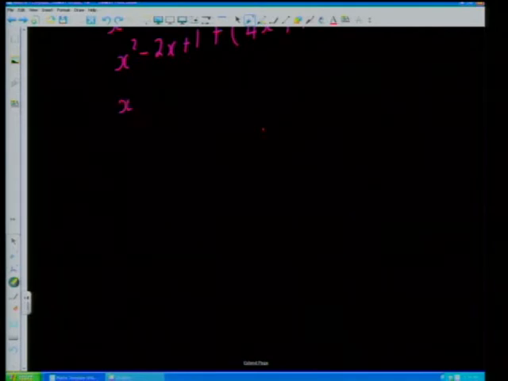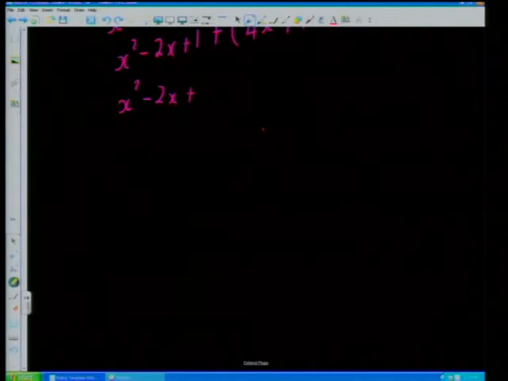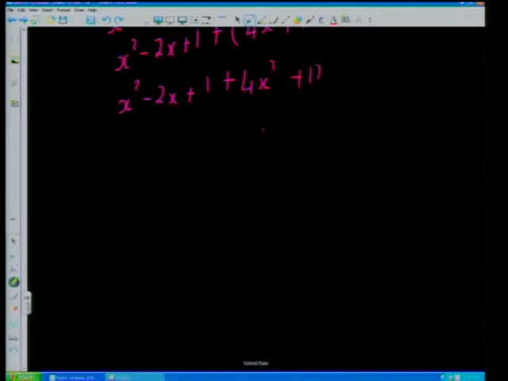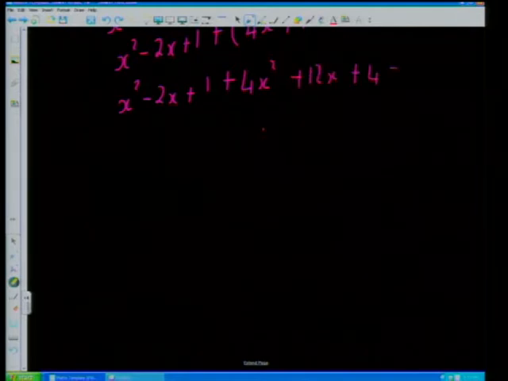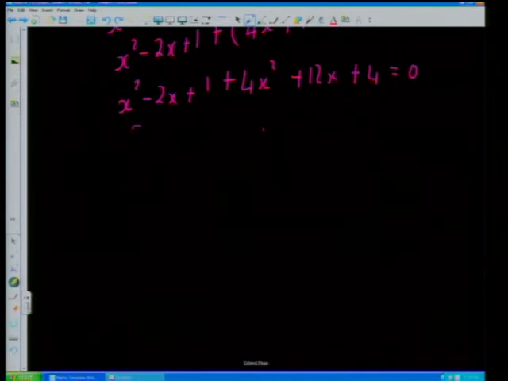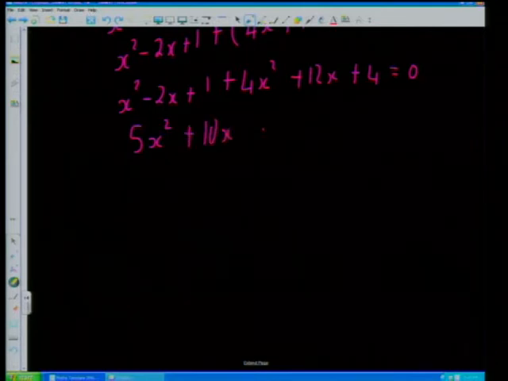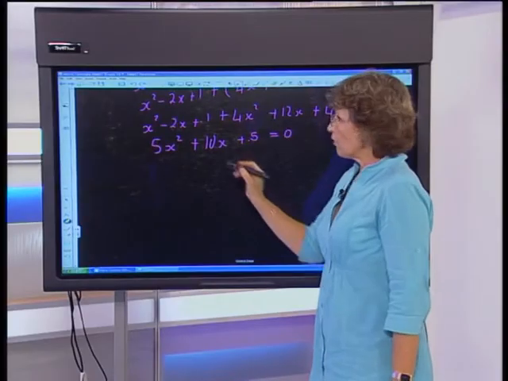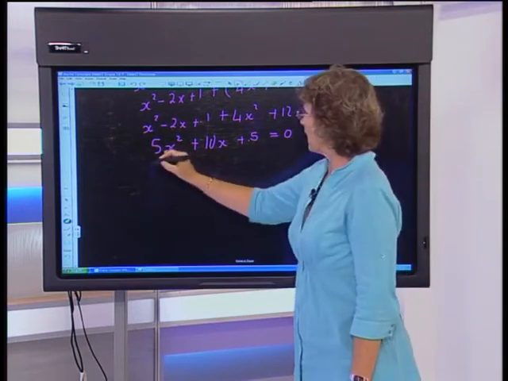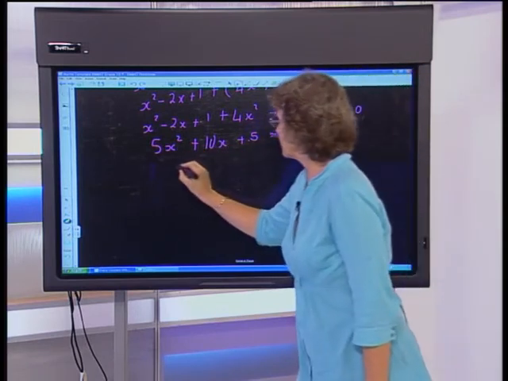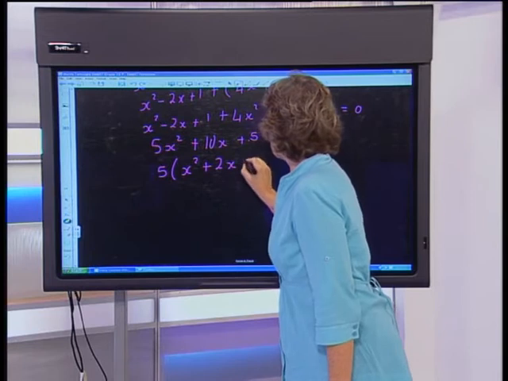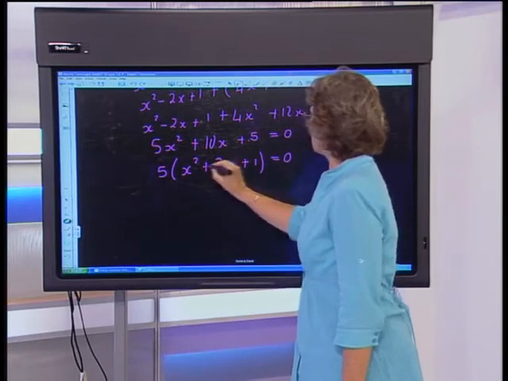Okay. Let's have a look at where we are now. We've now got x squared minus 2x plus 1, plus 4x squared plus 12x plus 4 is equal to 0. And that gives you 5x squared, and it gives you a 10x, and it gives you a 5 is equal to 0. And at this point, one of three things can happen. Either you might need to take out a common factor, which is very clearly what I can do here. All right, and so what I get left with is a very nice, easy trinomial.